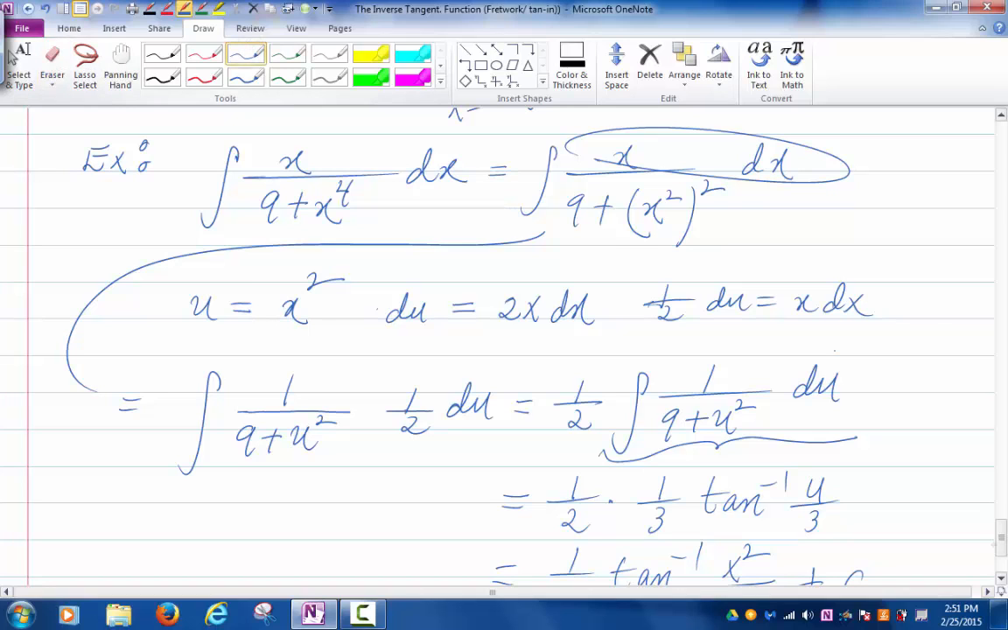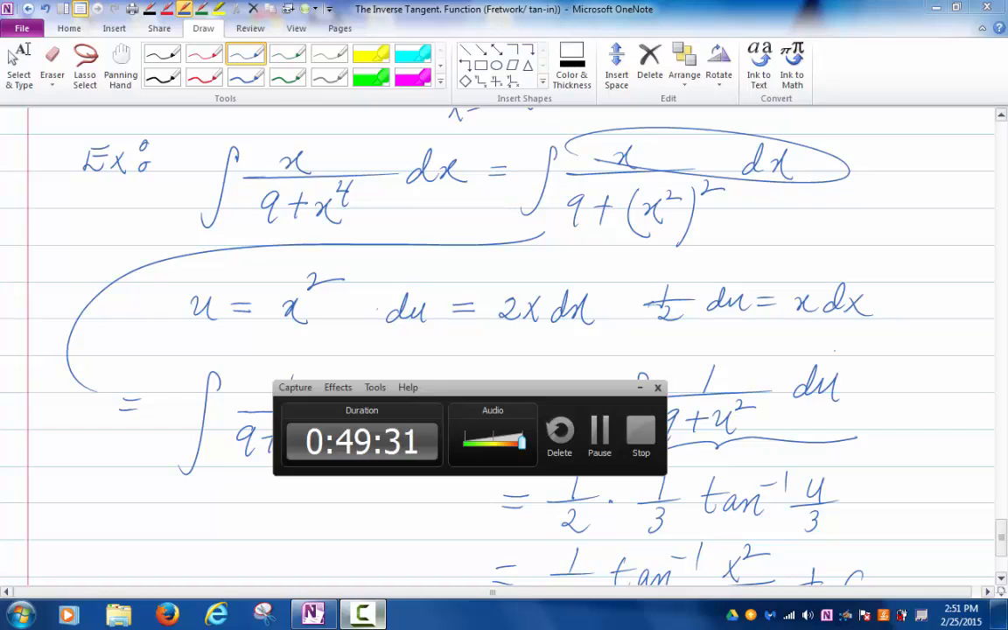Alright, so this is the end of tangent inverse. Next time I'll be going over secant inverse, okay?